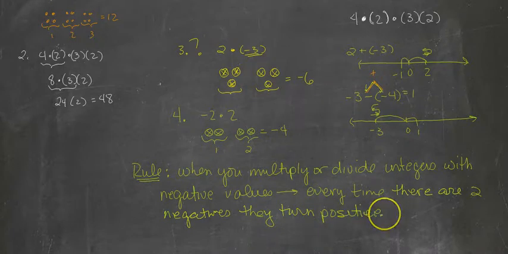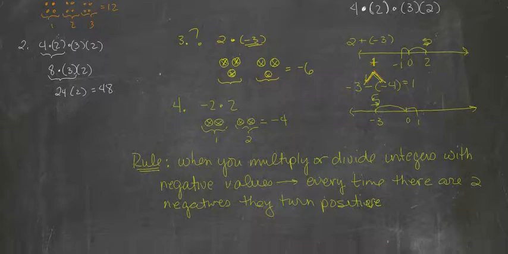Because remember, negatives just mean opposite. So two of them: you start at positive, you go opposite, and then opposite again, you end up back where you started. So two negatives here make a positive. The same thing's true in your multiplication. So let me show you a couple of examples.